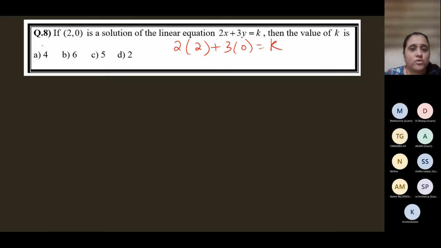Okay, so the value of K is 4. The value of K is 4.